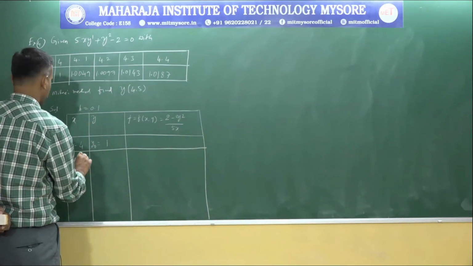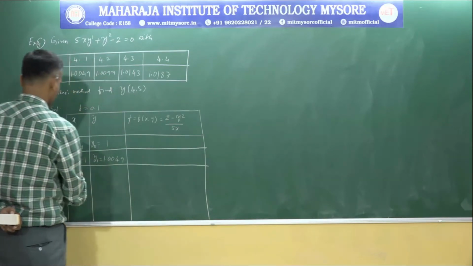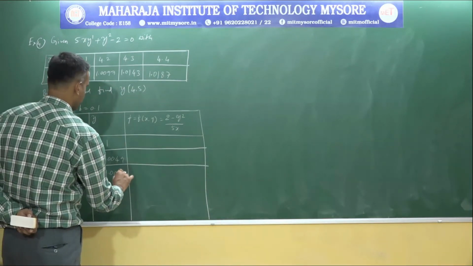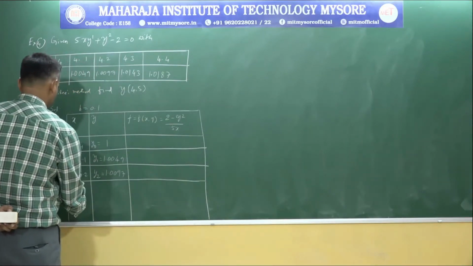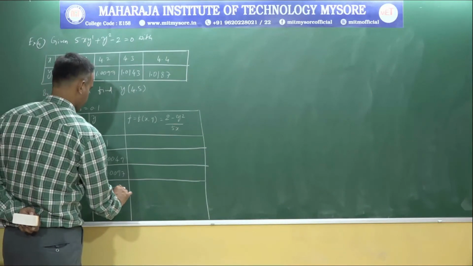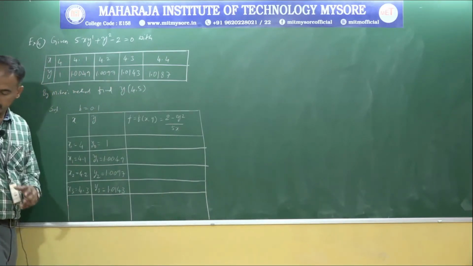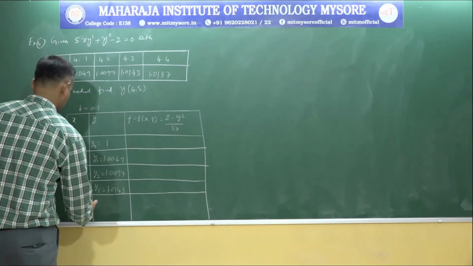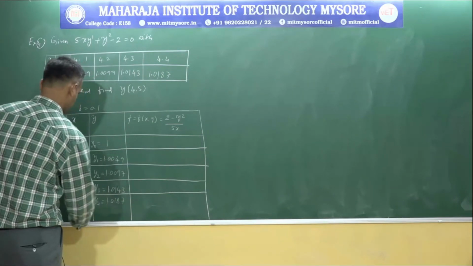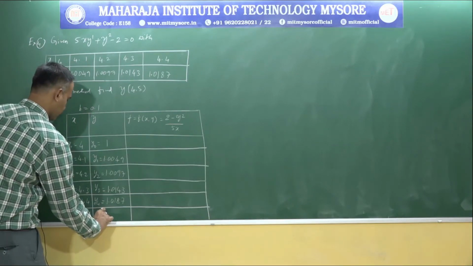Now x1 is 4.1, y1 is 1.0049. x2 is 4.2, y2 is 1.0097. x3 is 4.3, y3 is 1.0143. One more data is given: x4 is 4.4, y4 is 1.0187. Now the question is x5 is 4.5, y5 to find out.